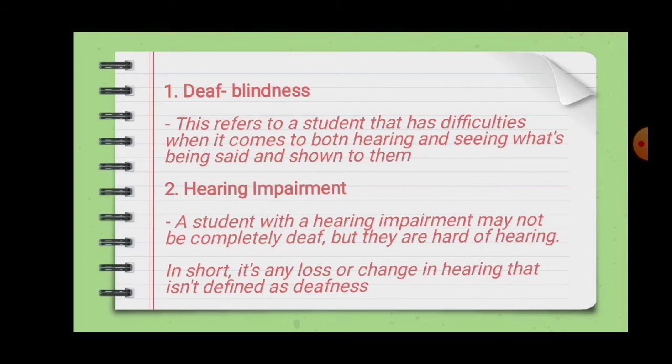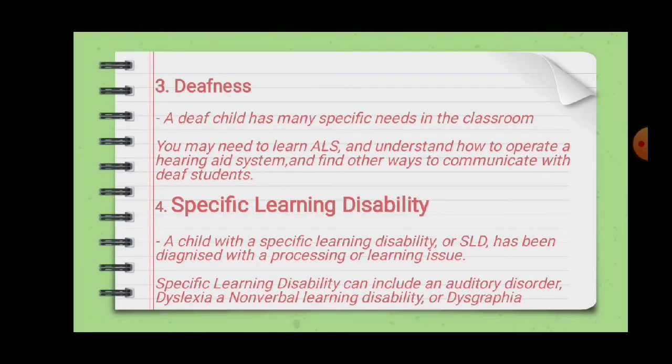A student with hearing impairment may not be completely deaf, but they are hard of hearing. In short, it's any loss or change in hearing that isn't defined as deafness. Number 3 is deafness. A deaf child has many specific needs in the classroom. You may need to learn ASL and understand how to operate a hearing aid system and find other ways to communicate with deaf students. So the number 4 is specific learning disability.